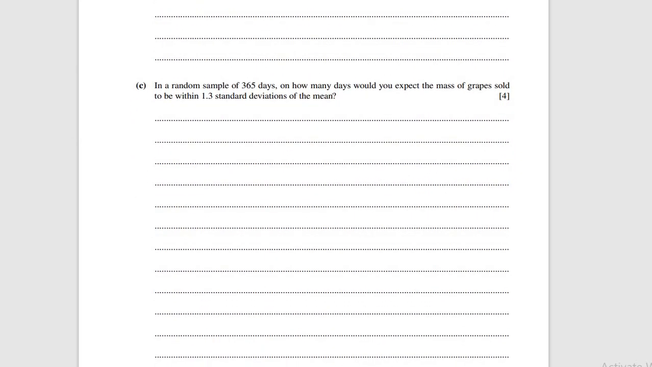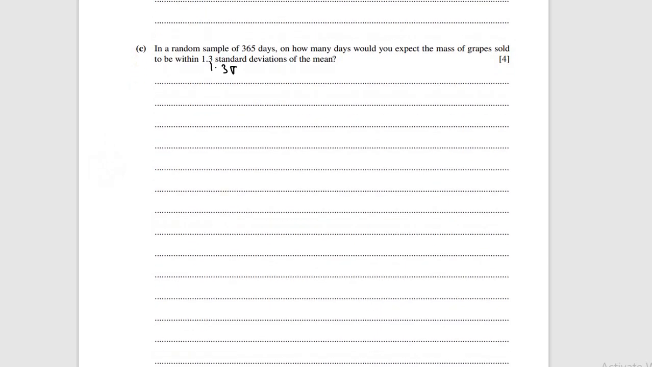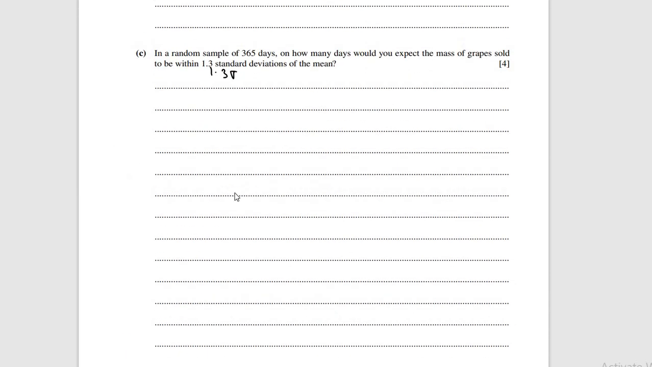In a random sample of 365 days, how many days would you expect the mass of grapes sold to be within 1.3 standard deviations of the mean? How many in a random sample of 365 days? Okay, let's see what they're saying. I think we need to also learn how to interpret the diagram.